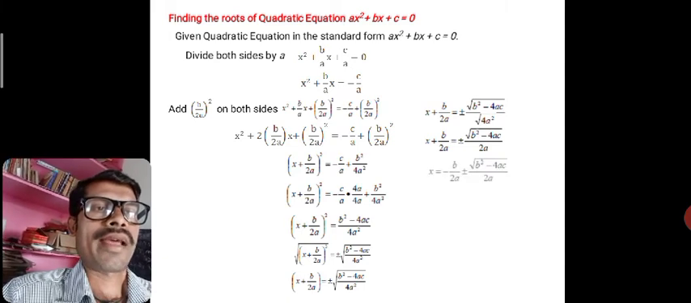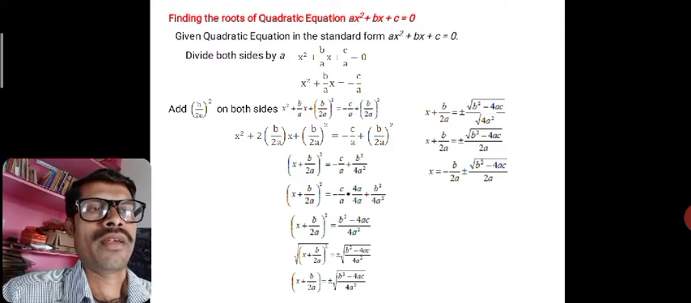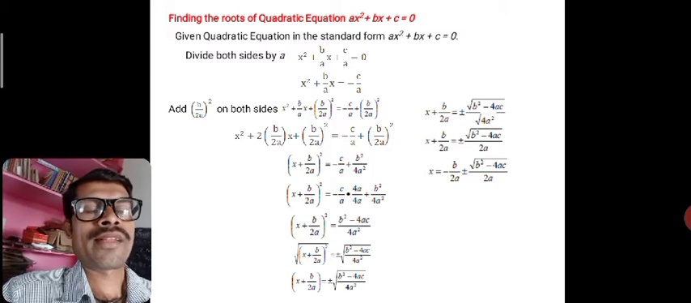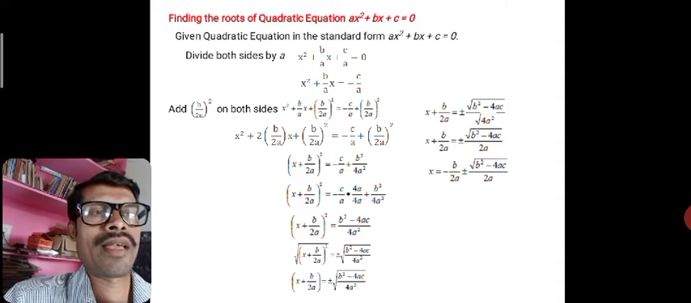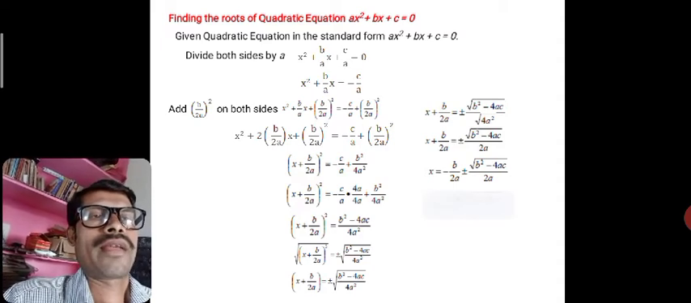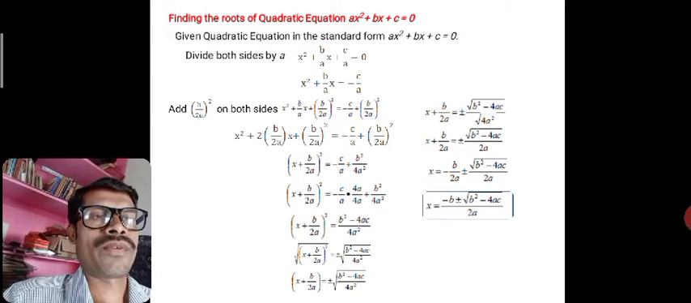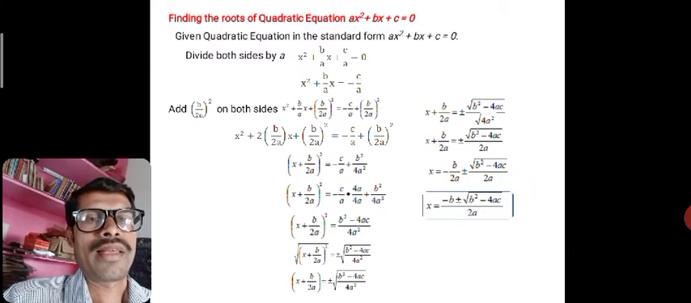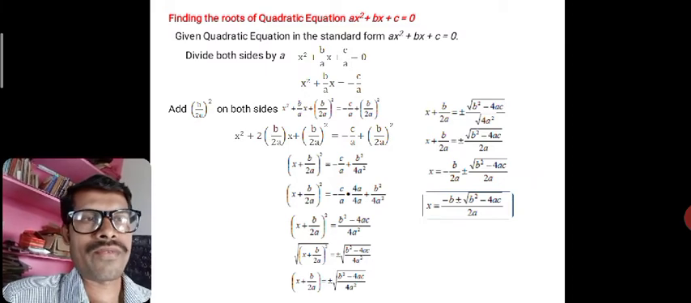Now transpose this b by 2a towards your right hand side. Therefore, x is equal to minus b by 2a plus or minus square root of b square minus 4ac by 2a. Now again the LCM is 2a, no? Take the LCM, the denominator is same. Therefore, x is equal to minus b plus or minus square root of b square minus 4ac by 2a. This is the formula to find the roots of the quadratic equation. This is what I told in the beginning.